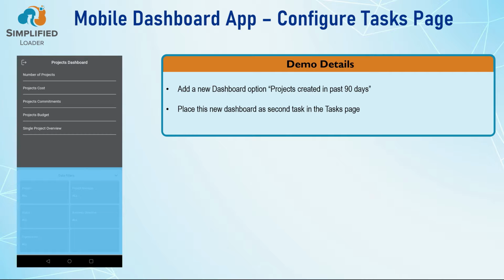When the user logs into the dashboard app, they are presented with the tasks page containing dashboard names and the data filter pull-up page. In this demo, I will add a new dashboard option, projects created in past 90 days, and I will place it in the project's dashboard app.